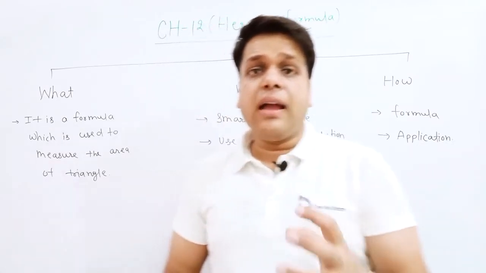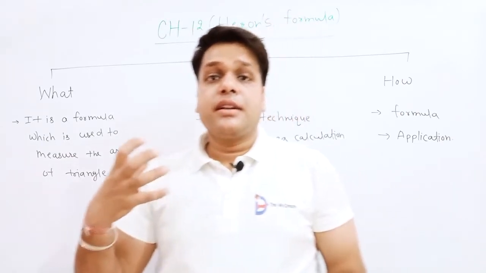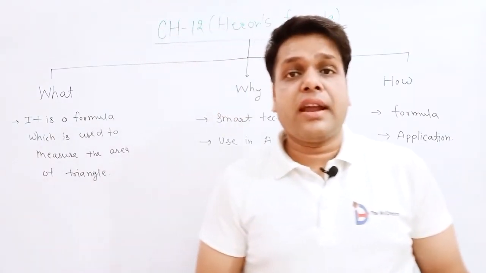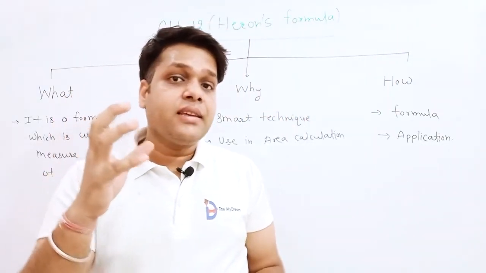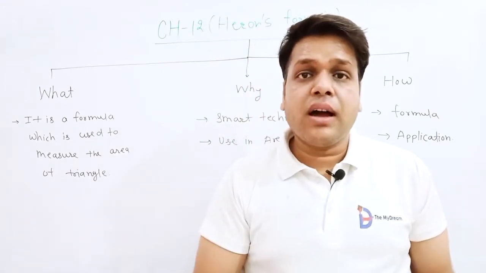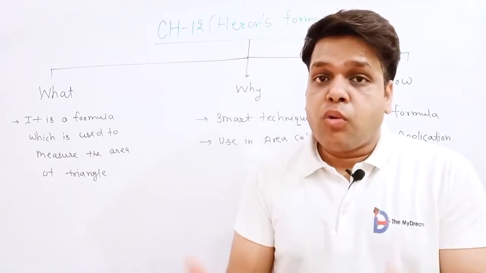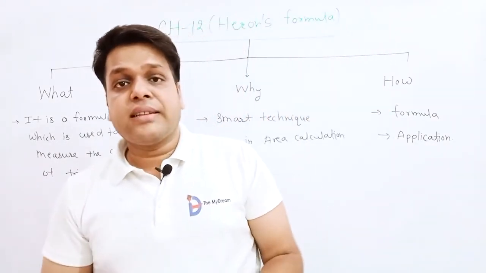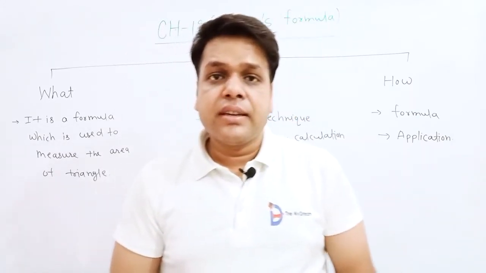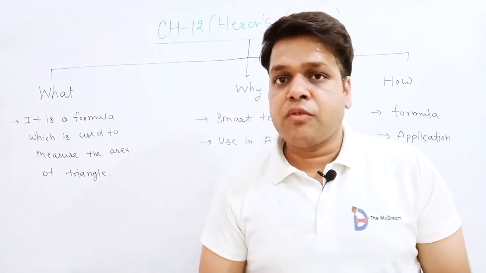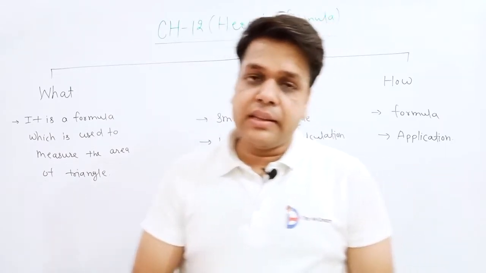Now, why do we discuss Heron's formula? So guys, sometimes it is difficult to measure the area of a triangle. So in this situation, we directly use Heron's formula to calculate the area of the triangle. A quadrilateral is a combination of two triangles, a square is a combination of two triangles, and many more types of geometry are a combination of triangles, where we directly use these formulas to calculate area.